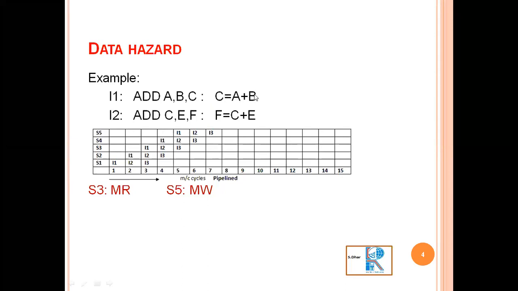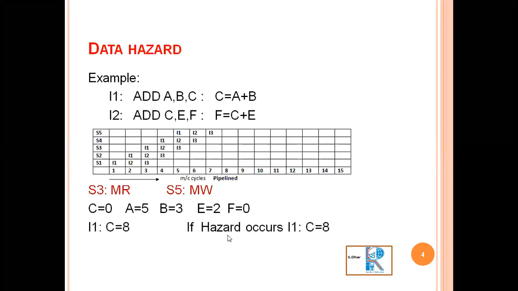Previous means the initial value of C, before A plus B happened. That value is taken by I2. It will be clear from here. Suppose previously the value is C equal to 0, A is equal to 5, B is equal to 3. So if I execute I1, C will be equal to 8. Then C is equal to 8 plus 2, which is 10. This is the normal calculation if no hazard occurs.